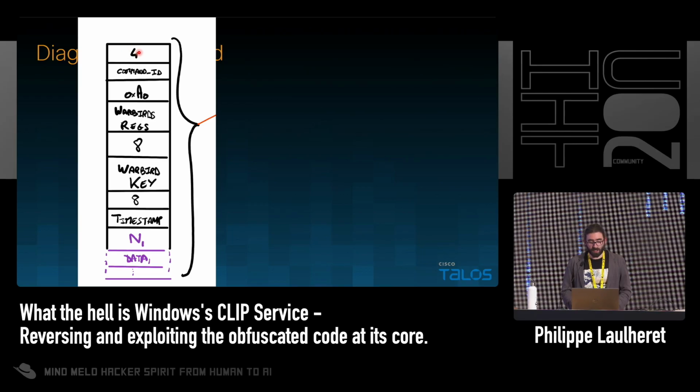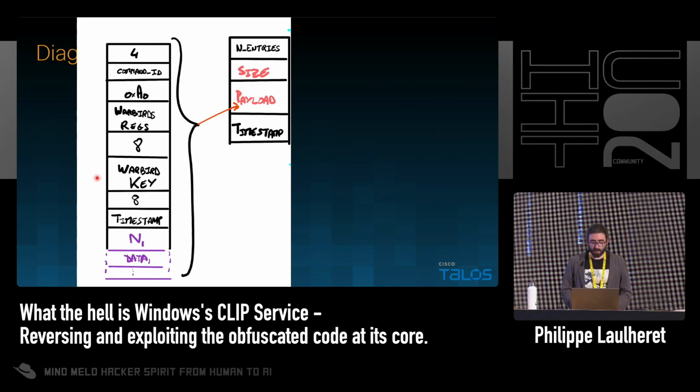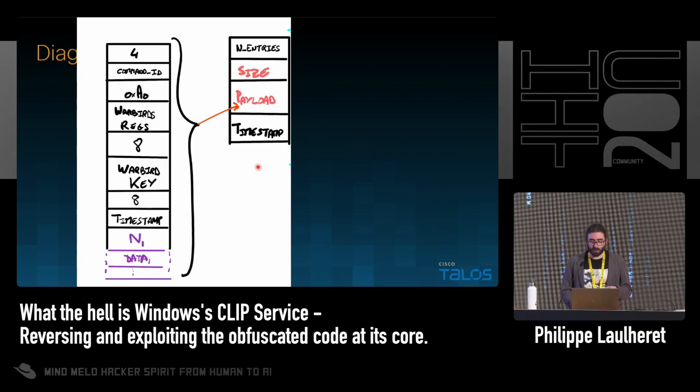So you have the inner payload size, so it's a 4, and then you have the command ID, so it's a DWORD. Then you have a 0xA0 blob of data, this Warbird stuff. And then 8 bytes of Warbird key, 8 bytes of a queue, like a timestamp, and then whatever data is relevant for the command you want to execute. This whole stuff then gets packed into this structure with the number of entries, the size, the payload, and also a timestamp. I suspect all those timestamps are just to have variability in your payload.